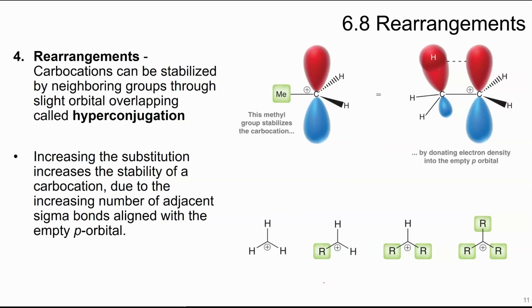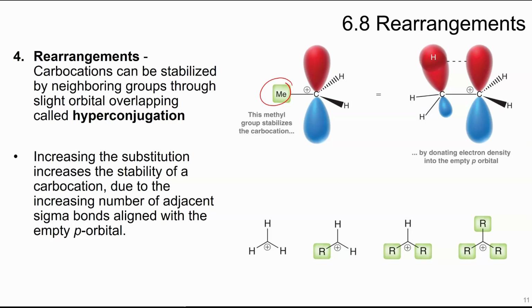So in rearrangements, carbocations can be stabilized by neighboring groups through slight orbital overlapping called hyperconjugation. This methyl group here stabilizes the carbocation by sending electron density through the bond. So it can donate electron density into the p orbital. If you increase the substitution, that increases the stability of a carbocation due to the increasing number of adjacent sigma bonds aligned with the empty p orbital.